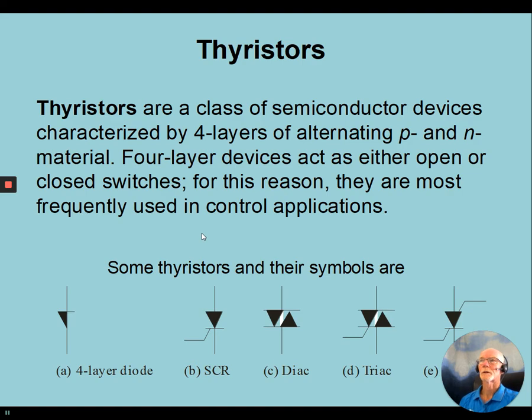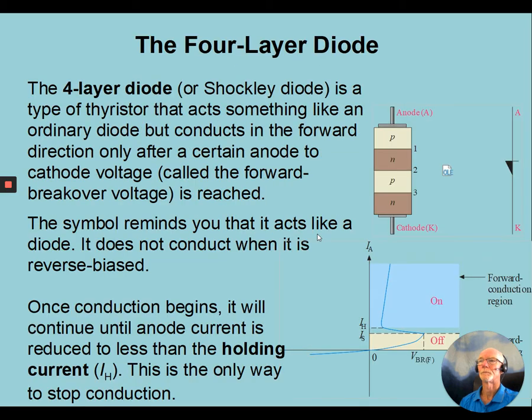So thyristors, as a general classification, are normally 4-layer devices. So they've got 4 layers or 3 or 4 PN junctions inside them. They have various symbols: the 4-layer diode, SCR, diac, triac, and silicon control switch. So the 4-layer devices, PN type devices with 3 junctions.